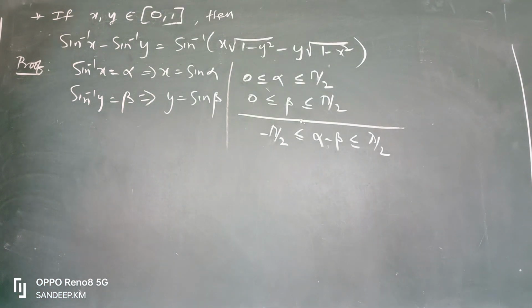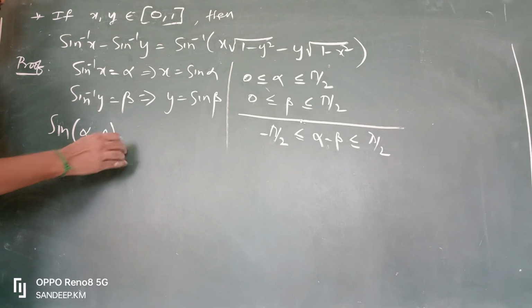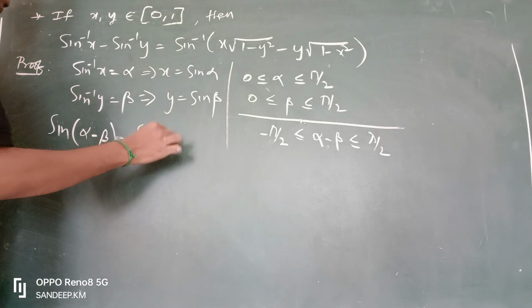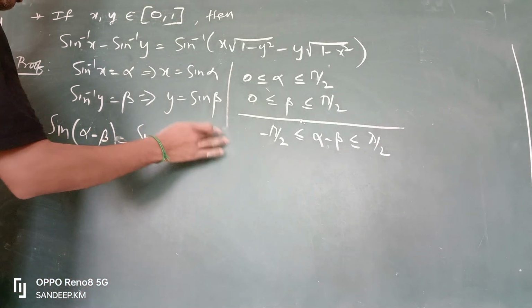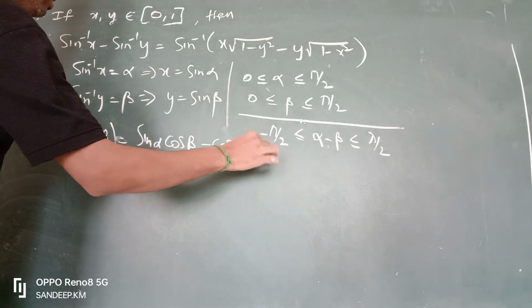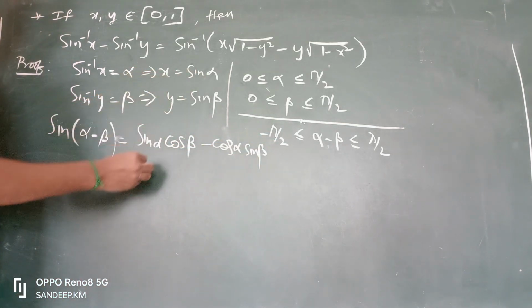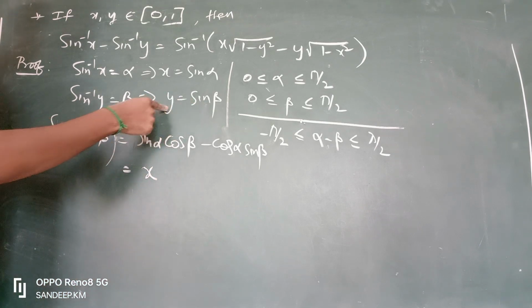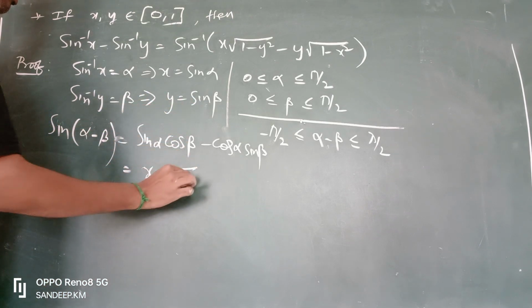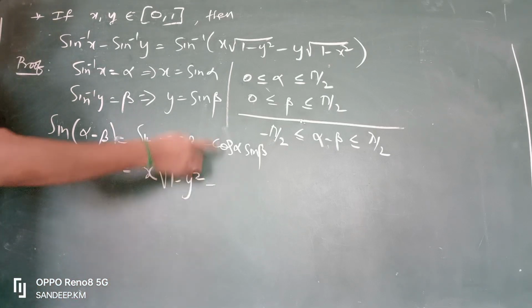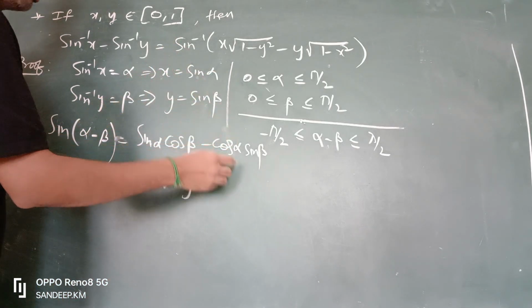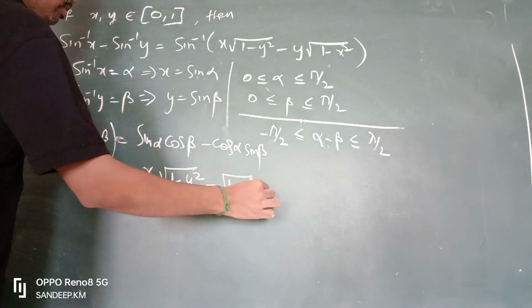Now come to the question. I should find what is alpha minus beta. In the right side we have sine inverse, so that's why let me find sine of alpha minus beta. So sine of alpha minus beta is sine alpha cos beta minus cos alpha sine beta. Sine alpha is x, and if sine beta is y, then cos beta is root of 1 minus y square. Similarly, if sine alpha is x, then cos alpha is root of 1 minus x square, into sine beta is y.